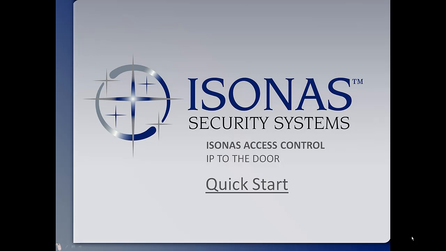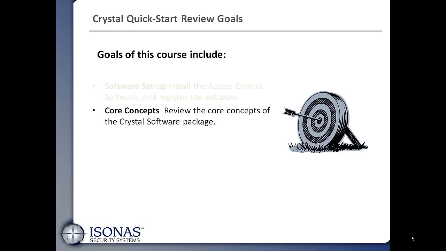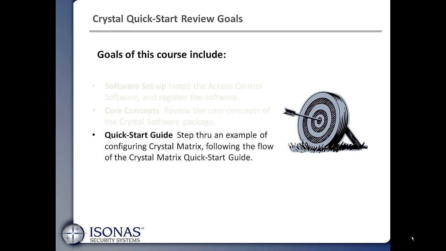This section will walk through the process of setting up a simple ISONAS access control system. Our goals here include installing the access control software and getting it registered. We will review a couple of the core system concepts before starting into the actual configuration, and then we'll walk through an example of configuring Crystal Matrix following the flow of the QuickStart guide.